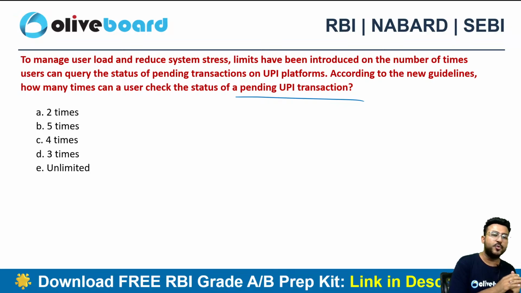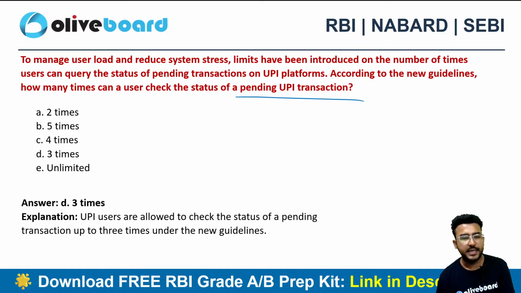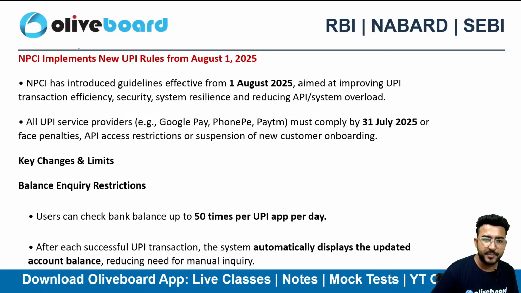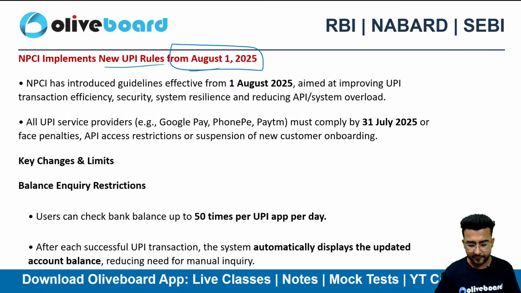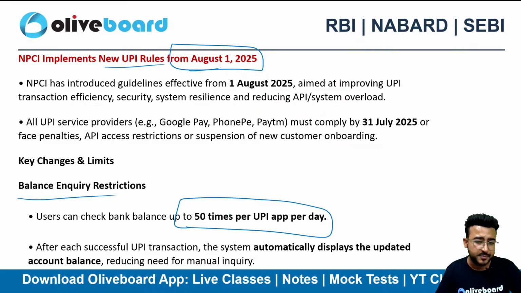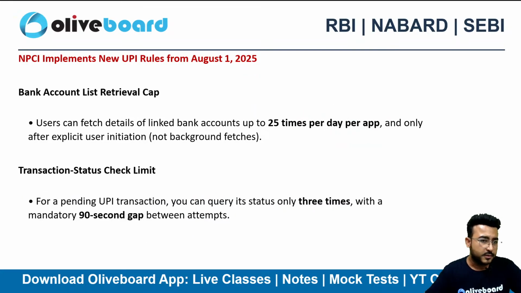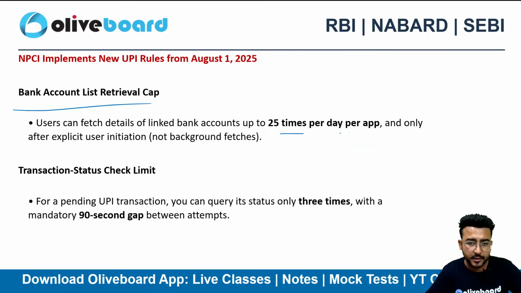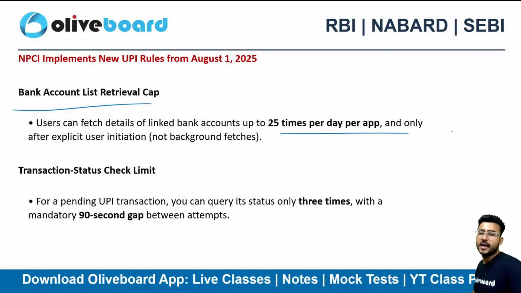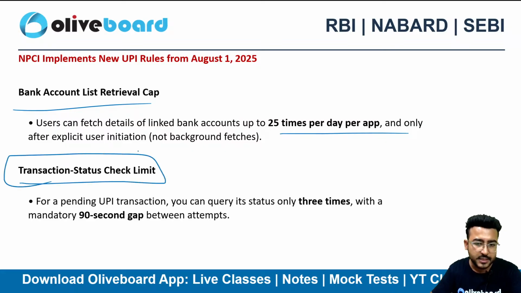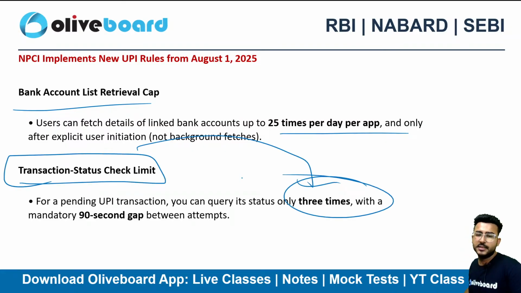This question is from the new guidelines related to UPI by the NPCI. 3 times, okay, option D, 3 times. Maximum 3 times I can check. So NPCI implements new UPI rules from 1st of August 2025. So from 1st of August 2025, they have introduced new rules related to UPI. There are certain restrictions on the balance inquiry, 50 times per day, right? The bank account list retrieval is again restricted to 25 times per day per application. The transaction status limit, if the transaction is pending, you can just check it 3 times.